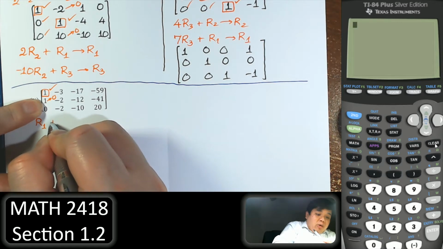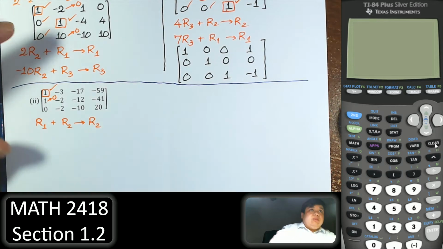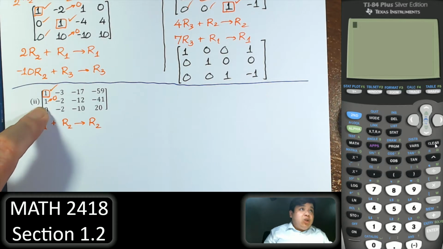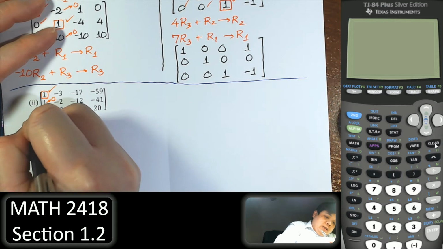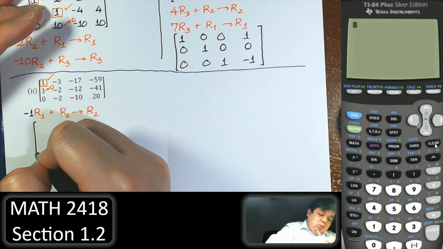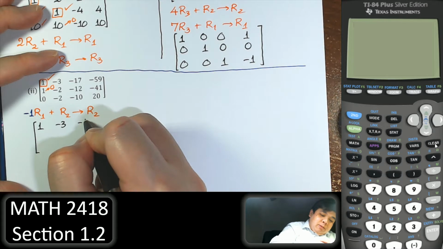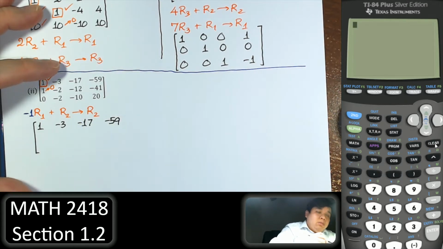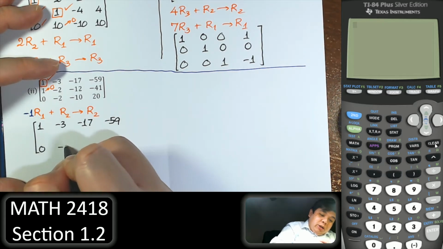Eliminate the element in row 2. So we'll add and replace row 2, and we just use the opposite of the number to eliminate. So we use -1. When we do that, row 1 and row 3 will stay the same, only row 2 will change.